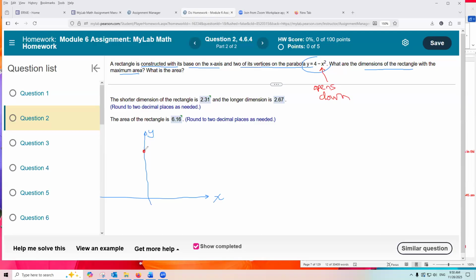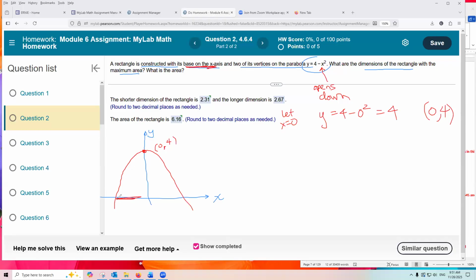By the way, the y-intercept is when x equals 0. So if x equals 0, then y equals 4 minus 0 squared, which is just 4. So 0, comma 4 is on the graph. That's this point right here. And so this graph looks something like this. And the base of this rectangle is on the x-axis.